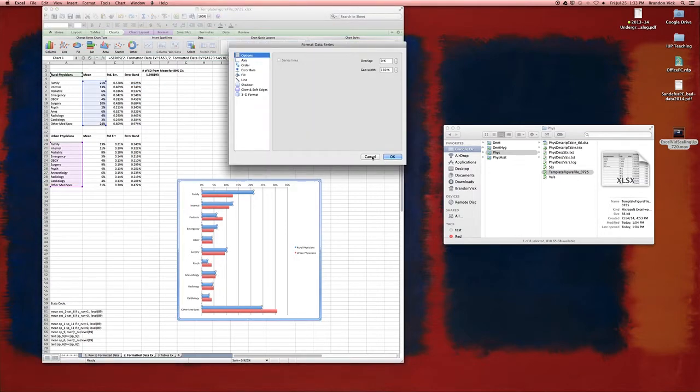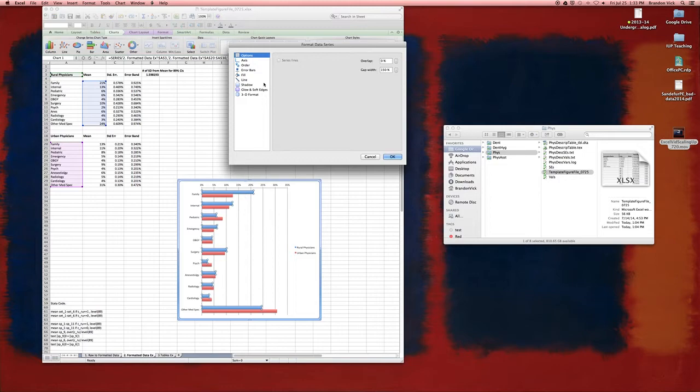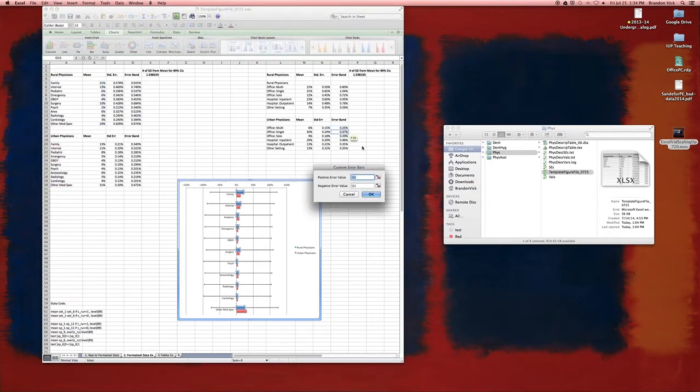Well, I'm going to double click on this data set. This is capturing just the blue bars, which is just the rural physicians. Double click that, and I go to error bars. Now I think it has no error bars now. I want to display both, because I want it to look at the high and the low side, and it's easier to read if there's a cap on it. That's just my preference.